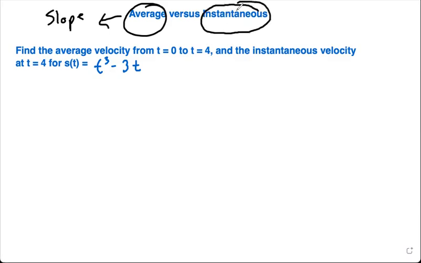Instantaneous, previously you would use some type of limit and maybe dealing with h, but now instantaneous is just going to be the derivative at that one instance in time. So you may get a question, and it doesn't have to be about velocity, it could be about anything, but the key here is looking at average versus instantaneous.